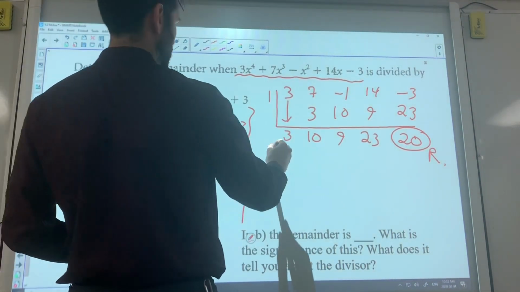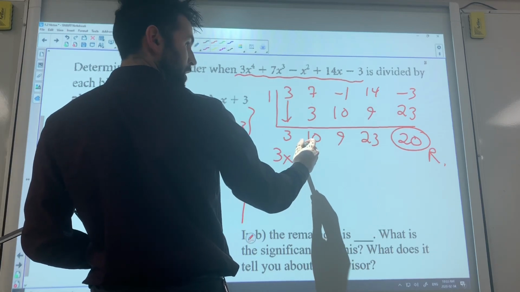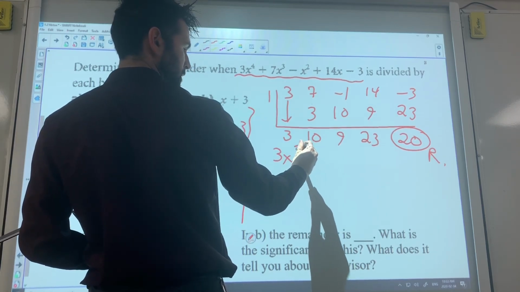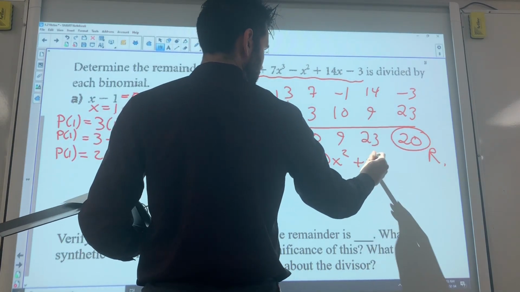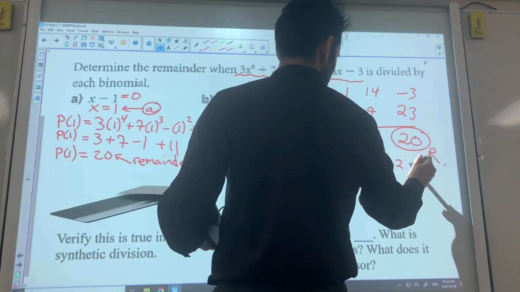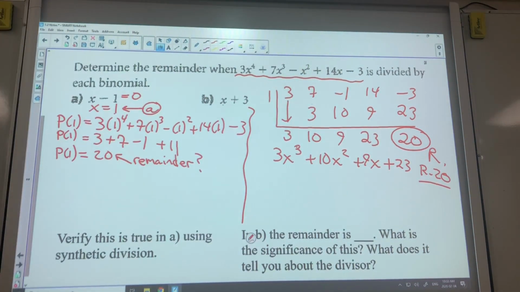Let's see, let's double check. So you would get 3x. What's the power once you do the division? 3 plus 10x squared, and then plus 9x plus 23, and remainder 20. So, did it seem to work? Excellent.